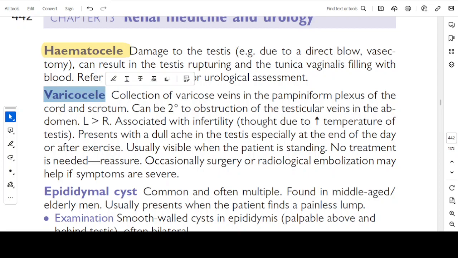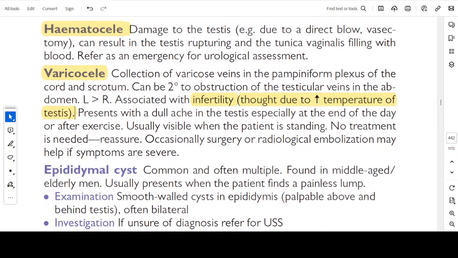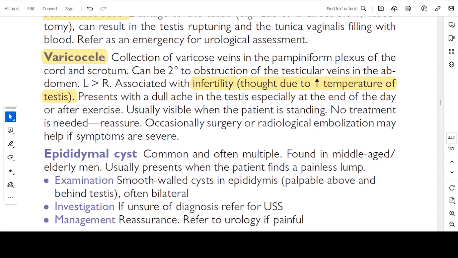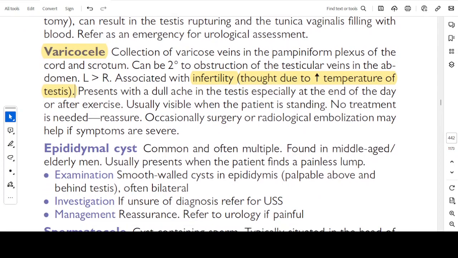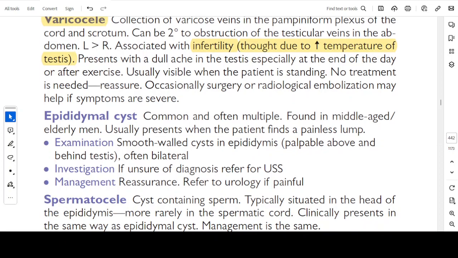Varicocele is a collection of varicose veins in the pampiniform plexus of the cord and the scrotum. It can be secondary to obstruction of the testicular veins in the abdomen. Left is more common than right. It is associated with infertility, thought to be due to increased temperature of the testis. It presents with a dull ache in the testis, especially at the end of the day or after exercise, usually visible when the patient is standing. No treatment is needed; reassure. Occasionally, surgery or radiological embolization may help if symptoms are severe.